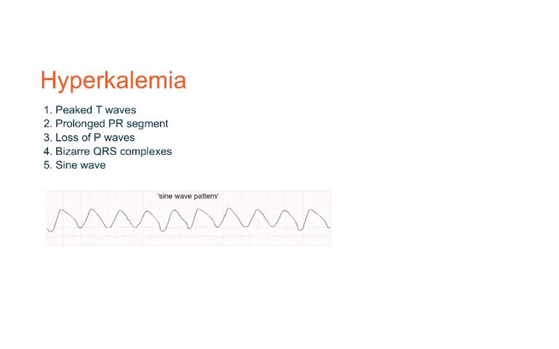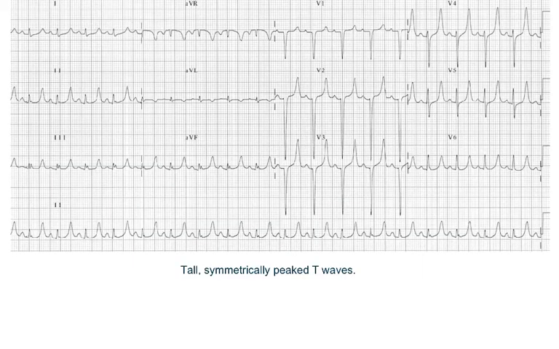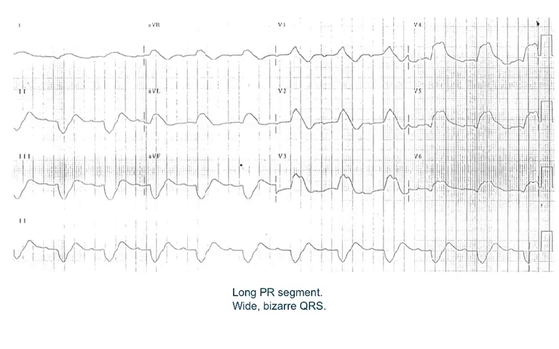ECG manifestations in hyperkalemia are peaked T waves or prolonged PR segment. Sometimes P waves are absent. The QRS complexes might be bizarre and wide, and you can also see a sine wave pattern. Here is an example of tall, symmetrical peaked T waves in hyperkalemia. The T waves are even taller than the QRS complexes. This is the second example. You can appreciate that the QRS complexes are bizarre and very wide, and the PR segment is prolonged.